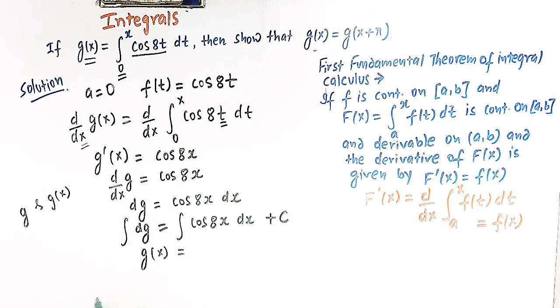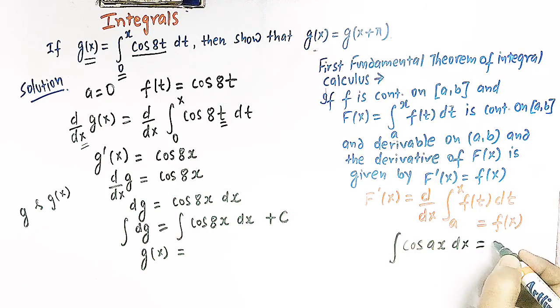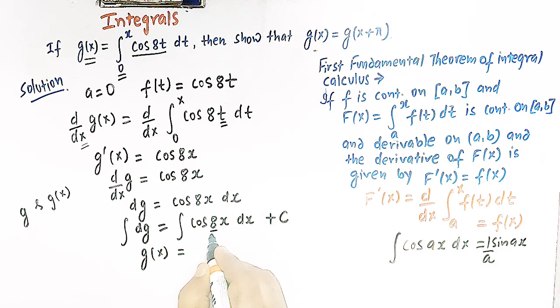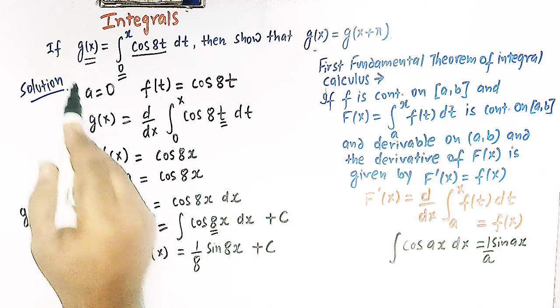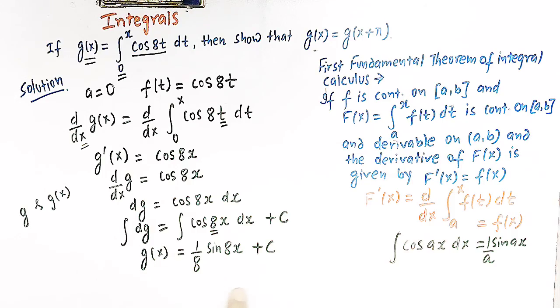So we have g of x is equal to integral cosine 8x dx, and from indefinite integrals we know that integral cos ax dx is given by sine ax over a, right? So here the value of a is 8, so we have simply 1 over 8, and here we have sine 8x plus c, right? So our function g of x is now given by this expression, so let us call it equation number 1.